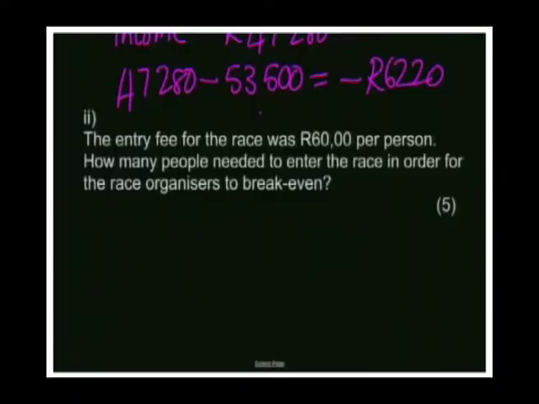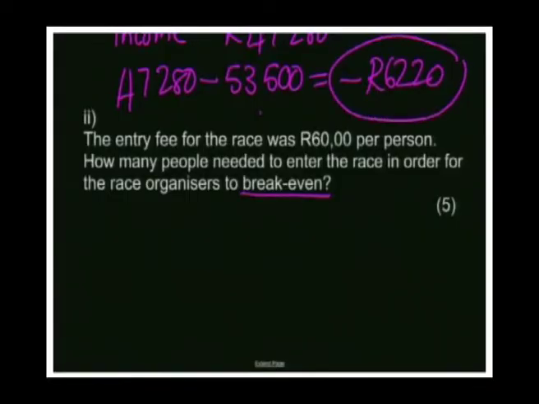I'm now looking at question number 2. The entry fee for the race was 60 Rand per person. How many people needed to enter the race in order for the race organizers to break even? Now, break even means that our income and our expenditure are the same, right? So the organizers need an extra 6,220. So let's see how many extra entries they need, and then we'll see how many entries that they got, and we'll add those together.